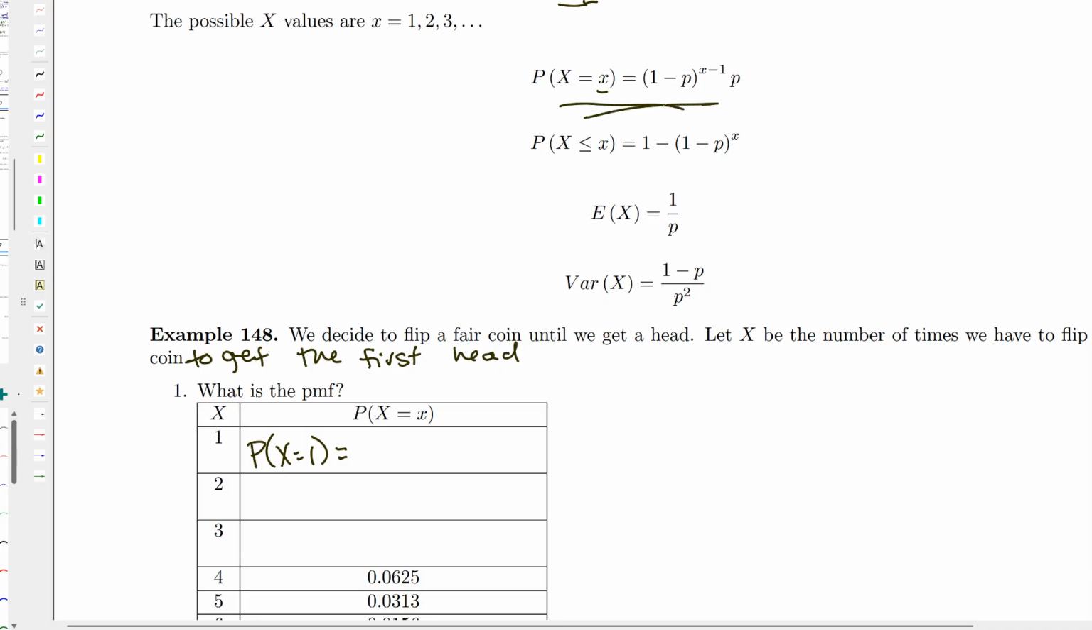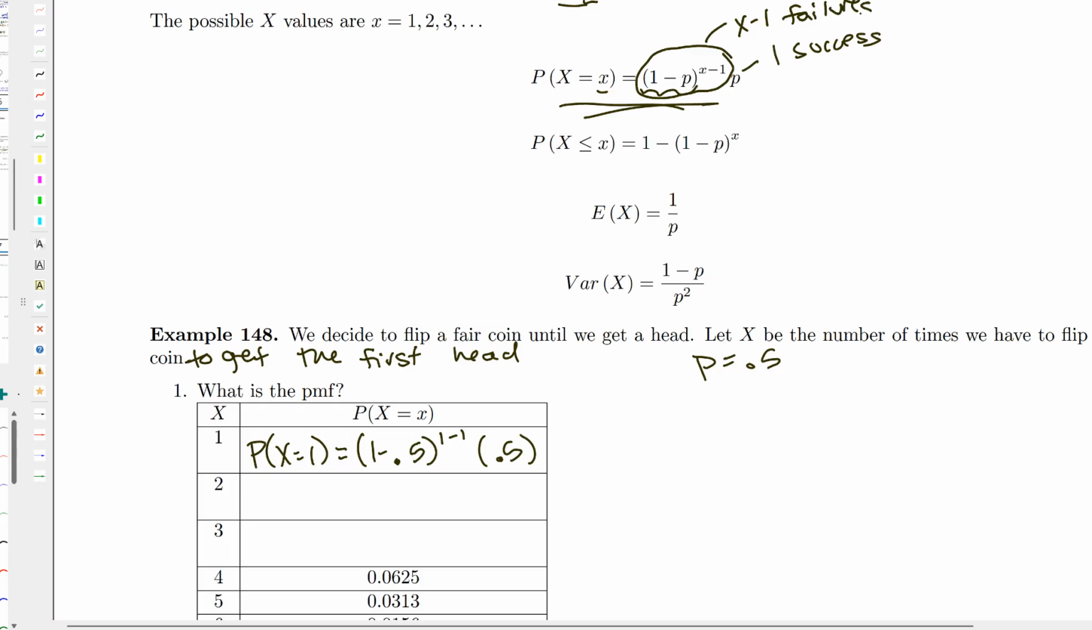So we're up here, probability that X is equal to some specific value. It's going to be 1 minus P to the power of X minus 1, times P. Okay. Well, what is P? We're flipping a fair coin, so P is going to be equal to 0.5. So it's going to be 1 minus 0.5 to the power of X minus 1. So X is 1, so 1 minus 1 times P, which is 0.5. What this represents is we need to have one success, okay, and we need to have X minus 1 failures. So this is the probability of failing. 1 minus P is the probability of failing, and we want X minus 1 failures. So this part is X minus 1 failures. That's why it's that formula.